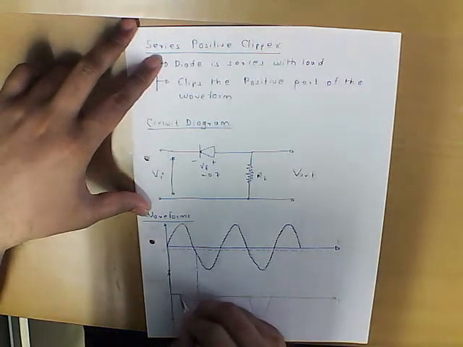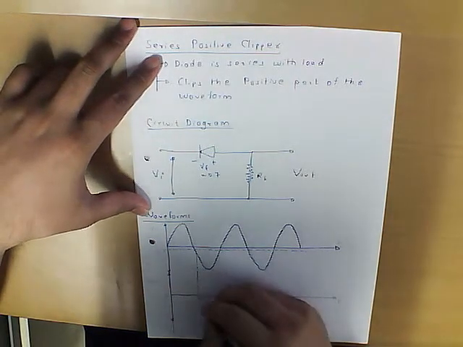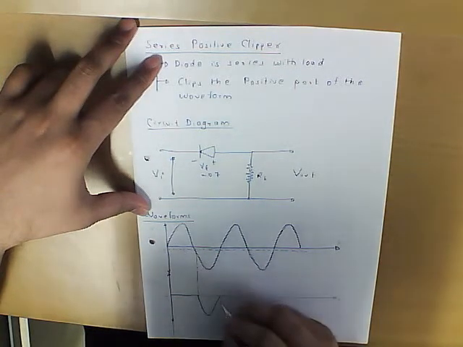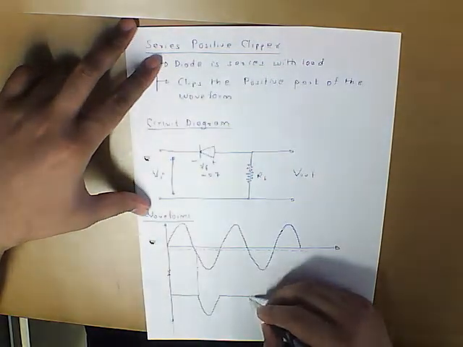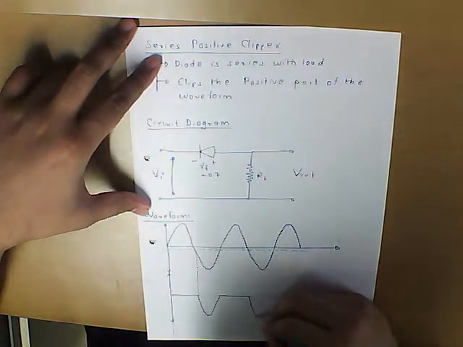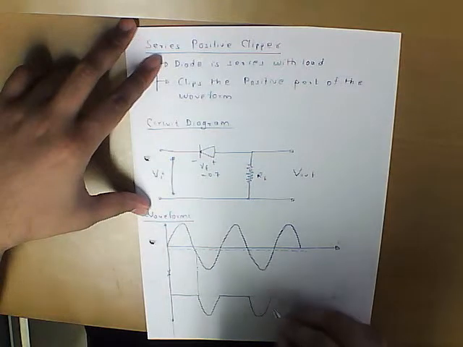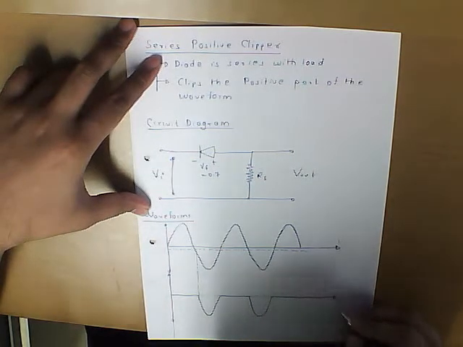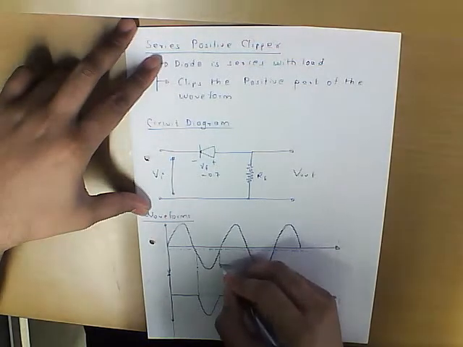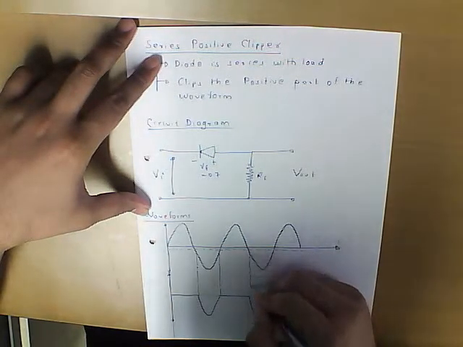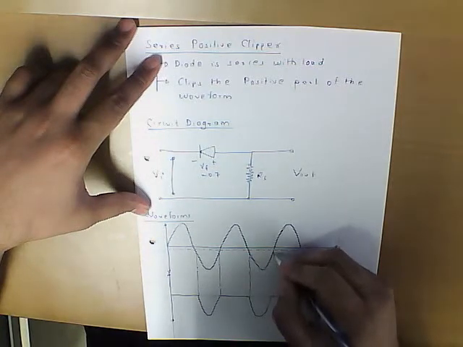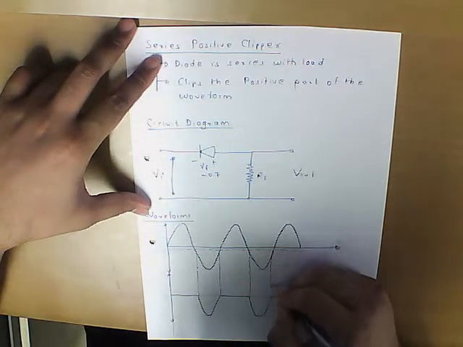That is, initially when the output reaches minus 0.7, the output follows the input, and then what we get here is again the negative part of the input. So it's very important that this 0.7 is there. So there is a 0.7 volts factor everywhere.